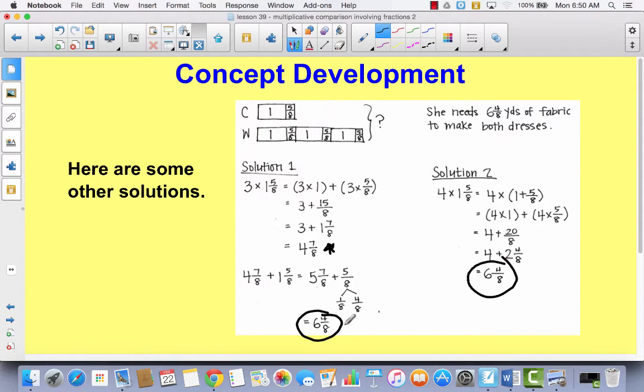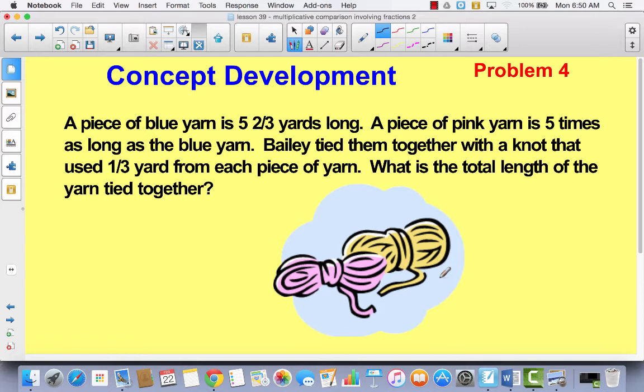So it doesn't matter which of these solutions you chose, they still got the same answer. All right, let's take a look at problem number 4. A piece of blue yarn is 5 2/3 yards long. A piece of pink yarn is 5 times as long as the blue yarn. Bailey tied them together with a knot that used 1/3 yard from each piece of yarn. What's the total length of the yarn tied together?